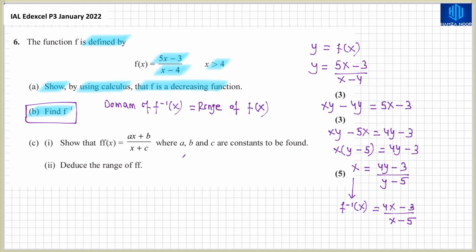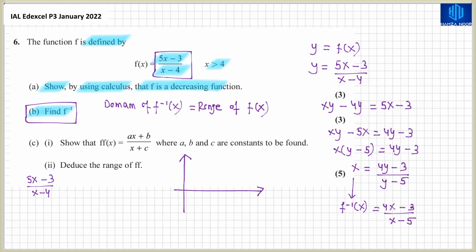So first I'm going to find the range of f(x), and first of all I'm going to make a graph for f(x). f(x) is equal to (5x minus 3) divided by (x minus 4). So first of all, you need to convert this into a mixed fraction form.